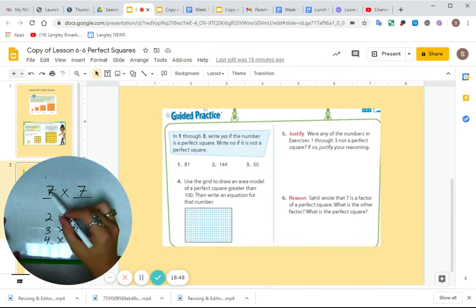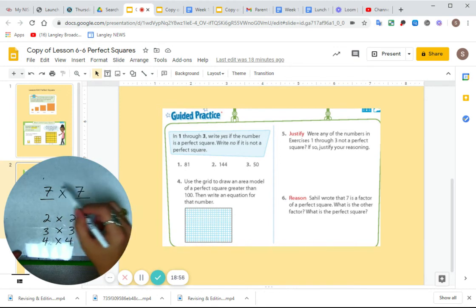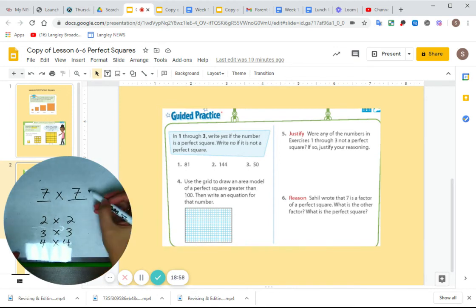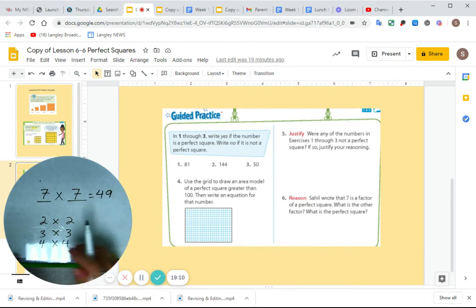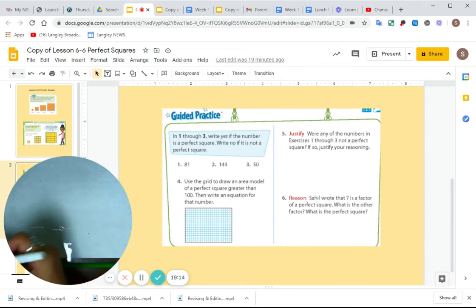Correct. The missing factor would be 7. If this number is 7, this number needs to be 7. A perfect square is a number times itself. They have to be the same number. So what is 7 times 7? That equals 49. Good job. All right, so 49, the number, is a perfect square. All right, good job, you guys.